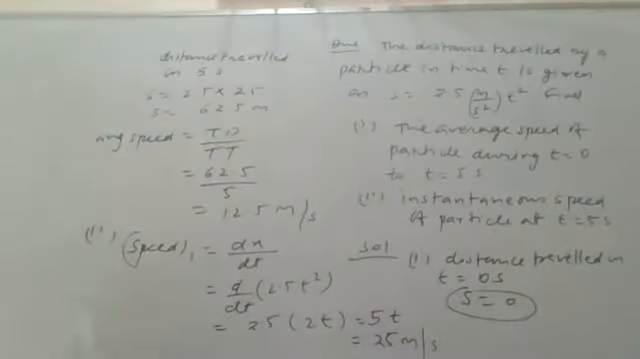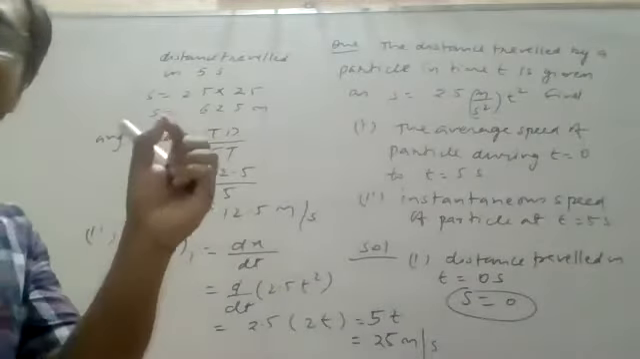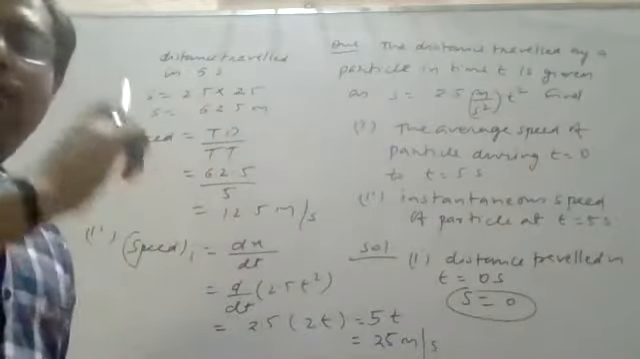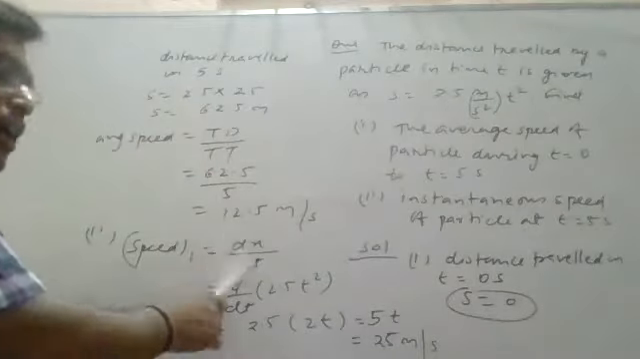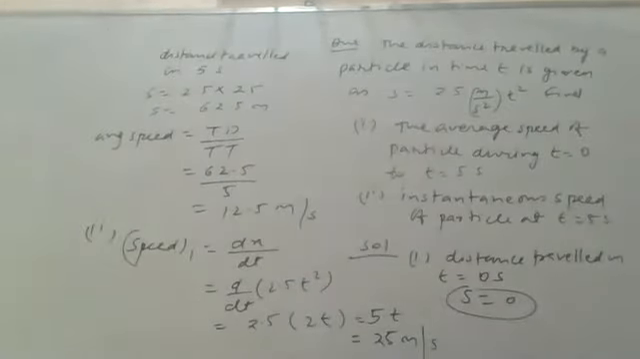So instantaneous speed is 25 meter per second, and average speed is 12.5 meter per second. See the concept. Average speed is total distance by total time, and instantaneous speed is the first order derivative of distance with respect to time. That is our question. Copy the next question.